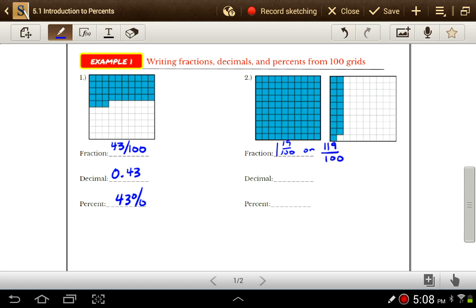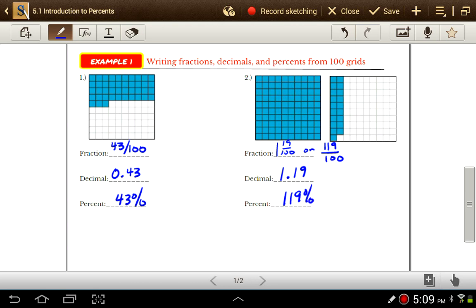The reason it's out of 100 is because there's 100 squares per grid. So that is what my denominator is. If they were combined, then that would be different. But since it's 2 separate grids and they're each out of 100, my denominator is 100. As a decimal, that would be 1.19, 1 and 19 hundredths. And as a percent, that would be 119 out of 100. So that would be 119%, or over 100%.